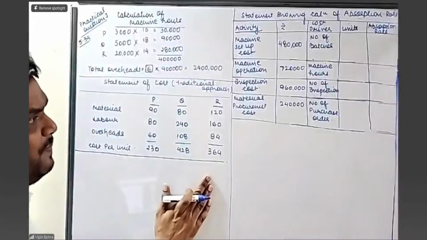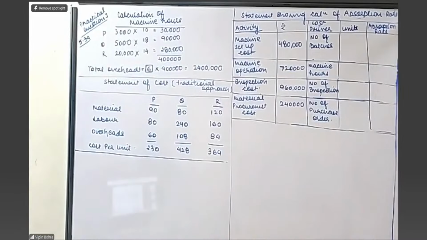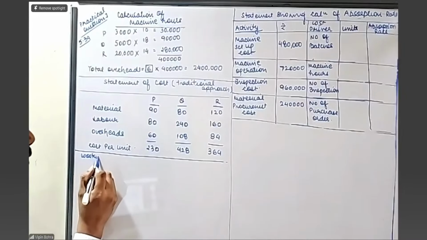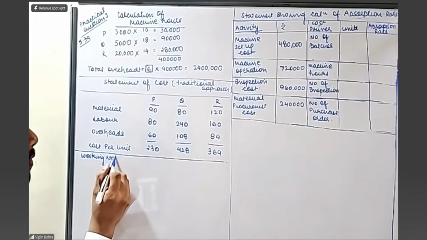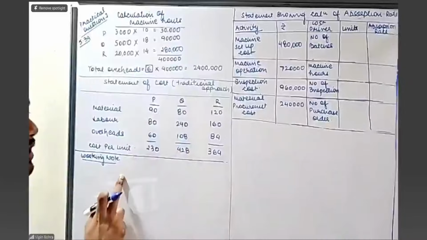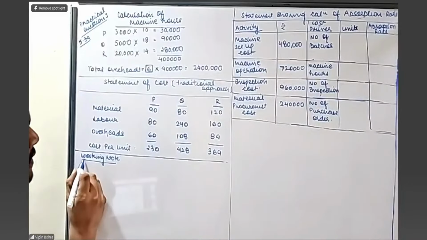So I'm using this space to calculate the workings. So first one is this, second one is this, third one is this, and fourth, the statement of cost we will prepare.